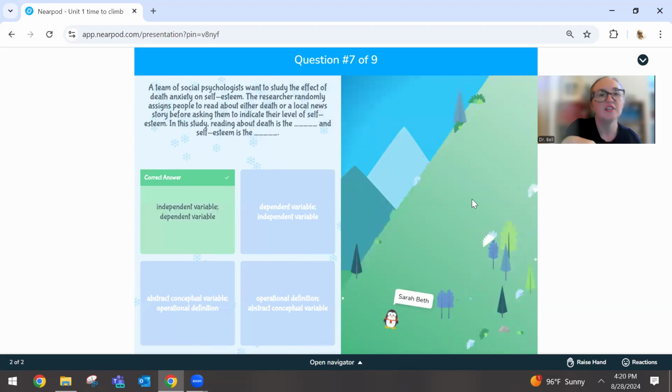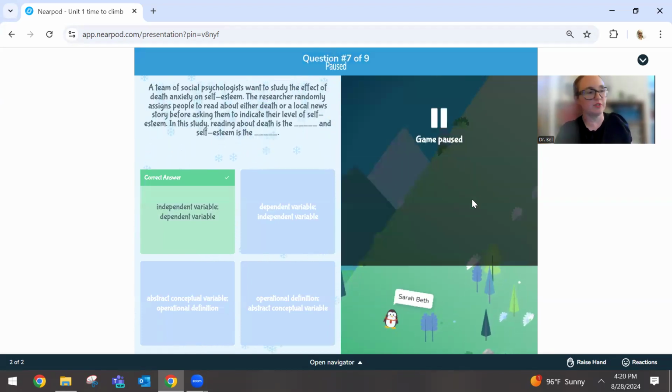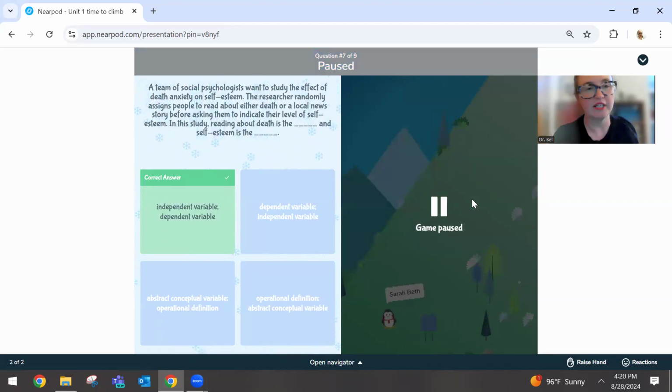IV and DV. So they're choosing whether to read about death or to read about local news. That's an independent variable, that's a condition. And their level of self-esteem, they think, is going to depend on whether they read about death or the local news. So that's the independent variable and the dependent variable. Those other filler ones were just other options.